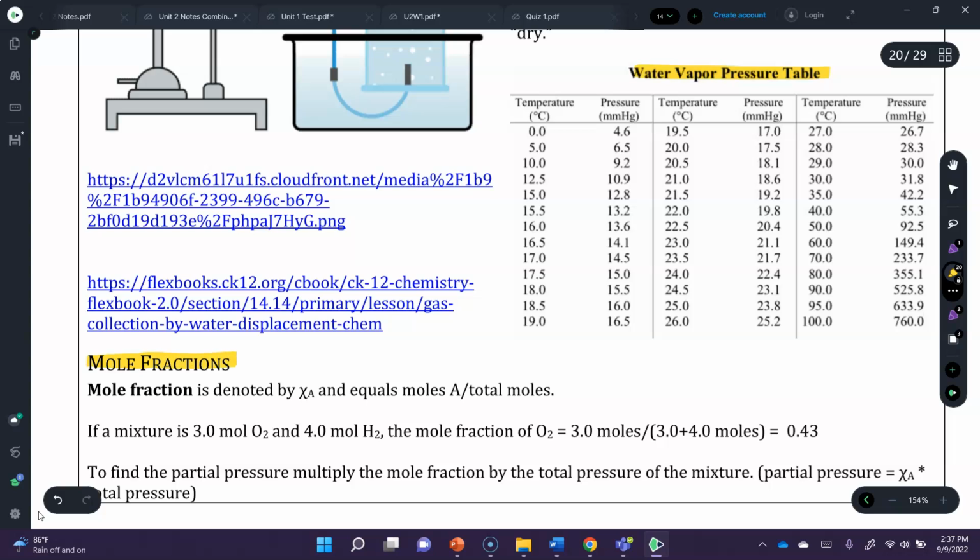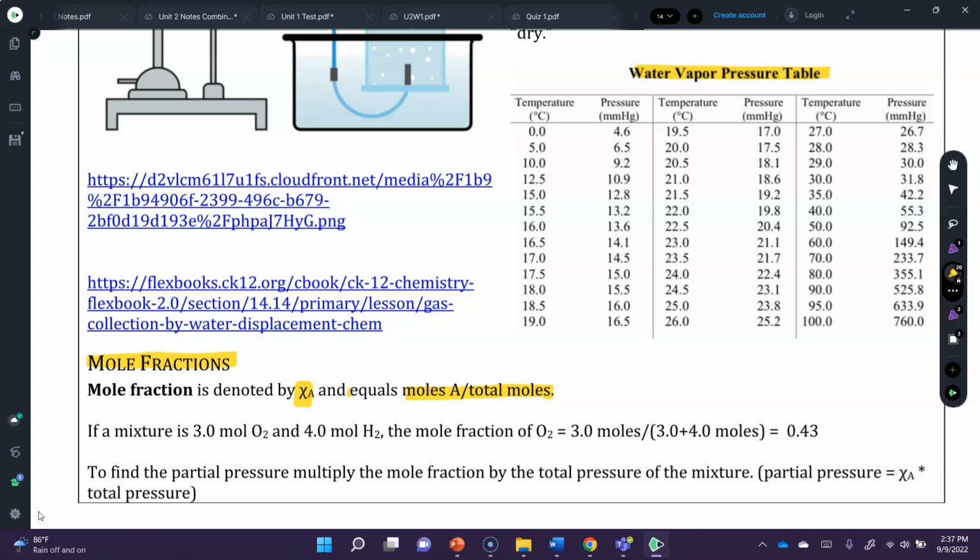Additionally, we can use mole fractions, which is denoted by chi with the substance A in this part, and it's equal to the moles of A, or that gas, divided by total moles. So what fraction in your gas sample is one or the other?